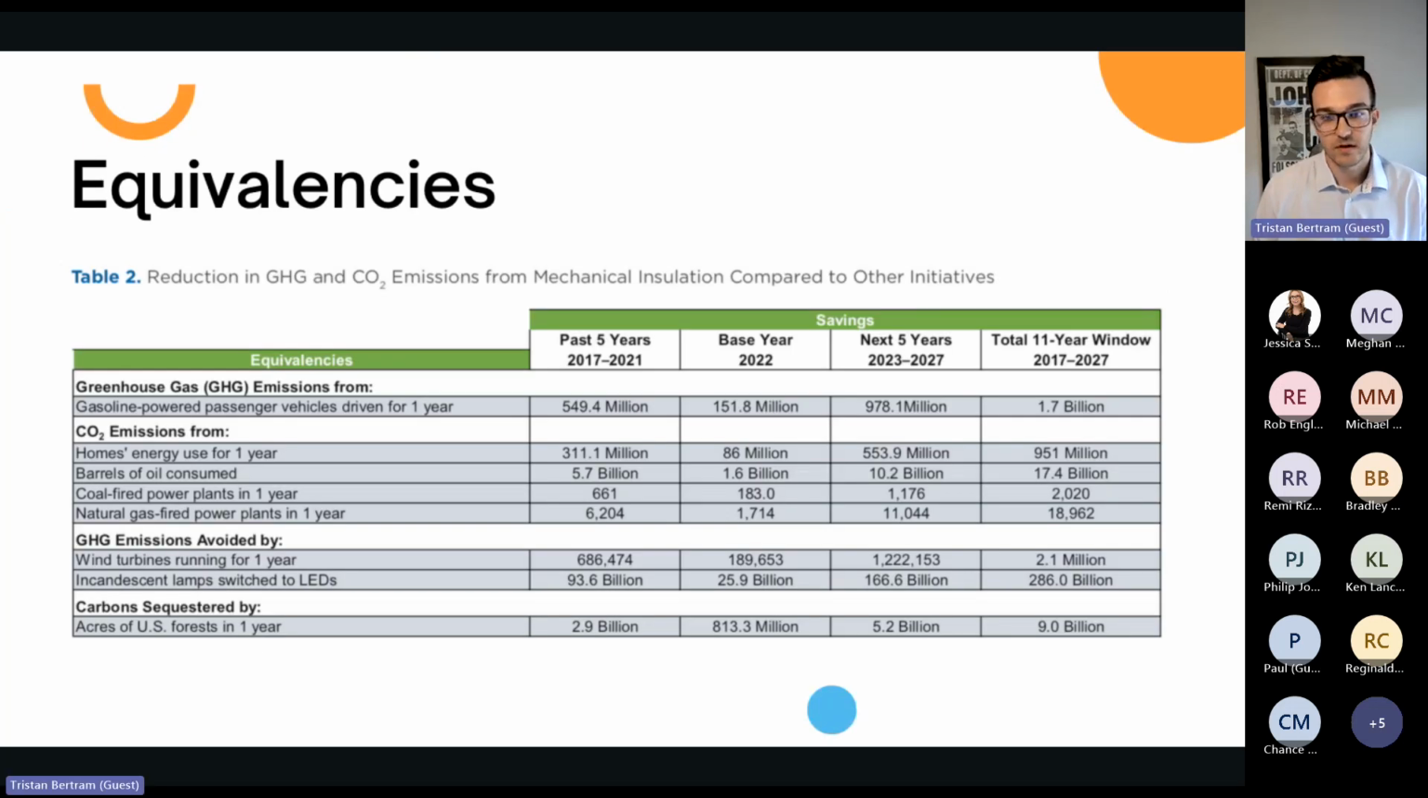Here's a chart just showing all of the equivalency data. There's just a few more examples in there if you want to take a look. There's also a QR code at the end of the presentation with a link to the data as well.